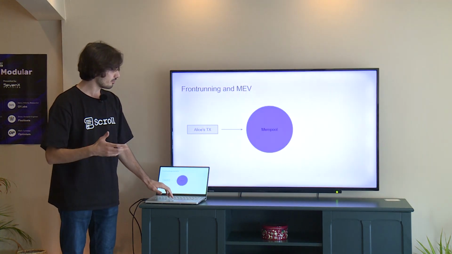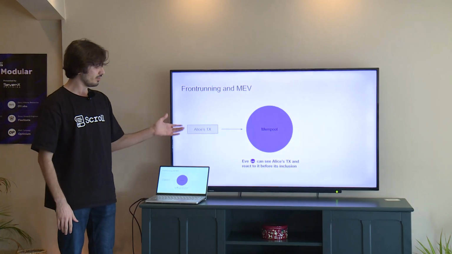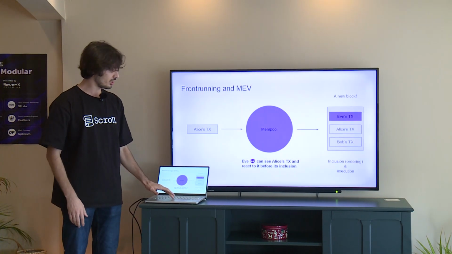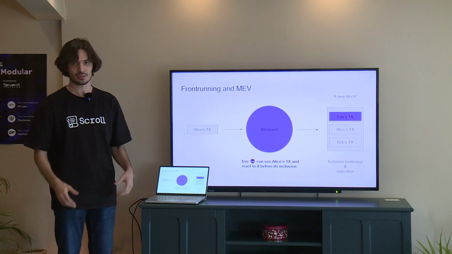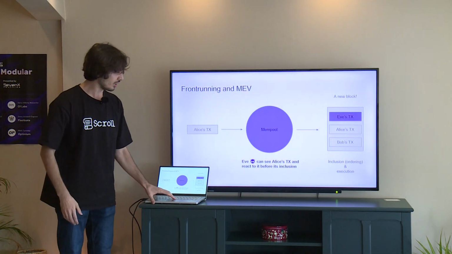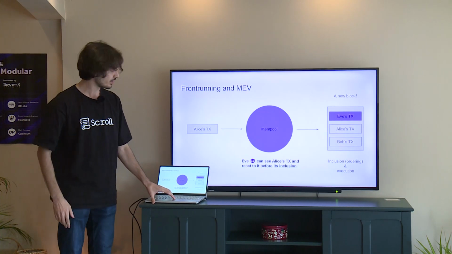But what can go wrong? Front running. Eve is watching the mempool, she is a searcher, she sees an opportunity, she front runs Alice, and Alice gets a worse deal on the Uniswap swap or whatever.